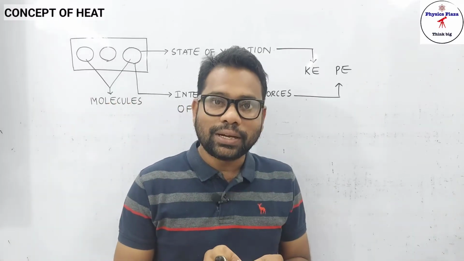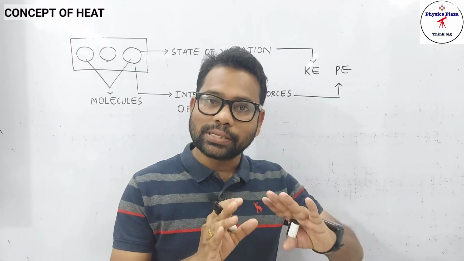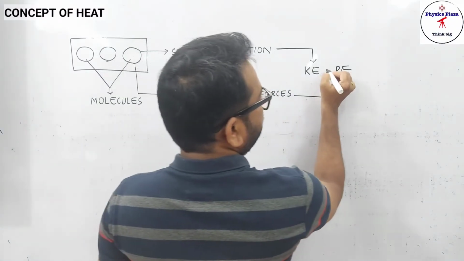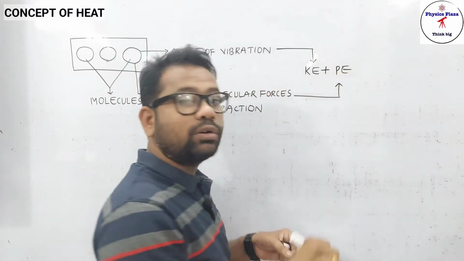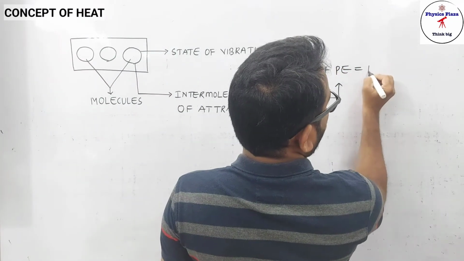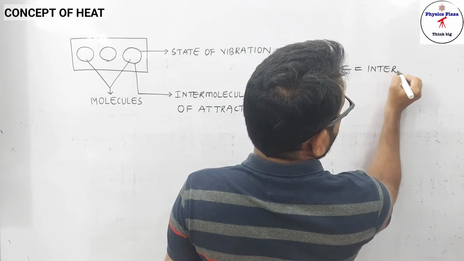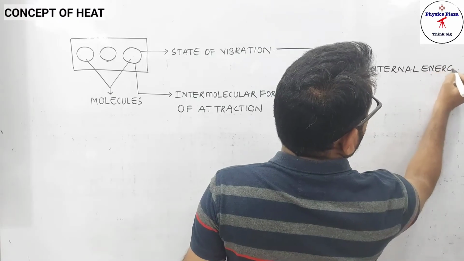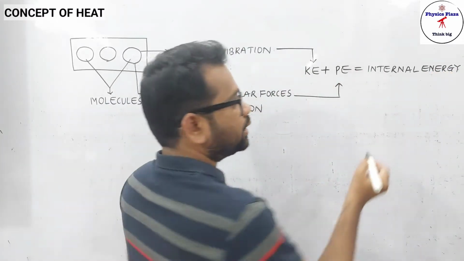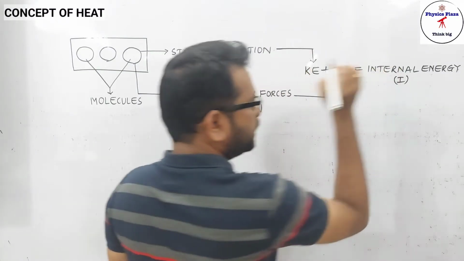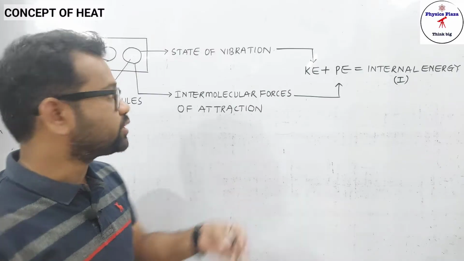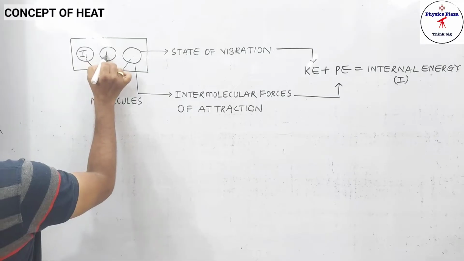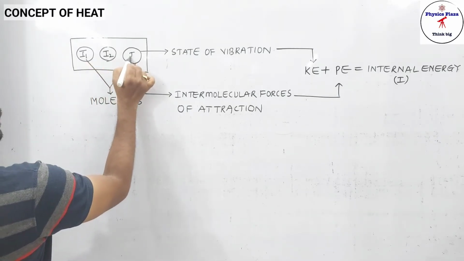So it is very clear that a molecule in a substance has some potential energy as well as some kinetic energy. This sum of the potential and kinetic energy of a molecule of a substance we call internal energy. Each and every molecule of a substance has some internal energy. Let us say the internal energy of this molecule is I1, this molecule is I2, this molecule is I3.